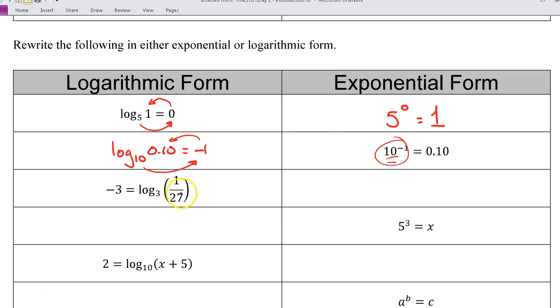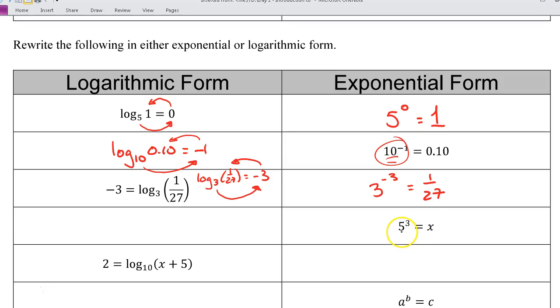Okay, moving on to the next one. Sometimes you'll have the log on the other side. If you just wanted to rewrite it as the log base 3 of 1/27 is equal to -3, then we could start here at our base and go around this way. So we would have 3 to the negative 3 is equal to 1/27.